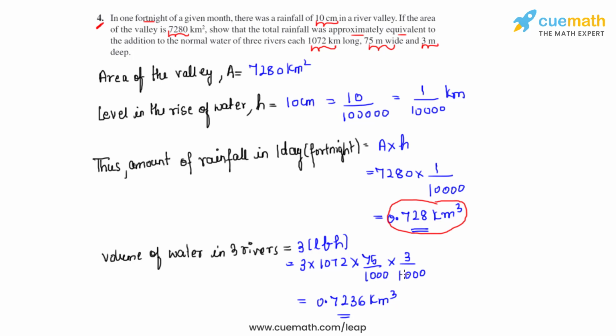So if we observe carefully, the amount of rainfall in the fortnight, which was 0.728 kilometer cube, is approximately equal to the volume of water in 3 rivers, which is 0.7236 kilometer cube. So we have shown that the total rainfall was approximately equivalent to the addition to the normal water of 3 rivers.